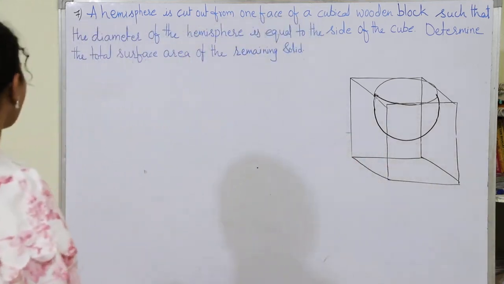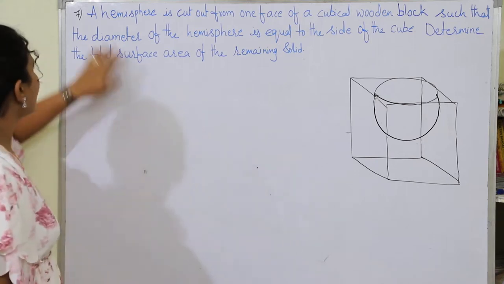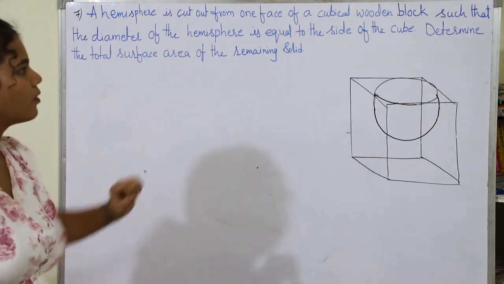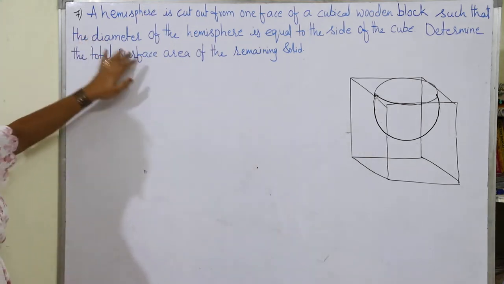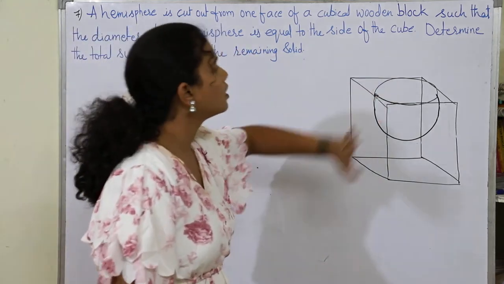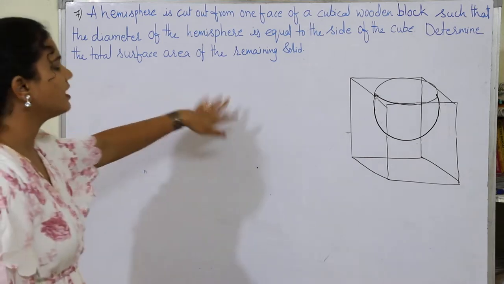Question of mensuration, exercise 10.2. Here a hemisphere is cut out from one face of a cubical wooden block such that the diameter of the hemisphere is equal to the side of the cube. Determine the total surface area of the remaining solid.